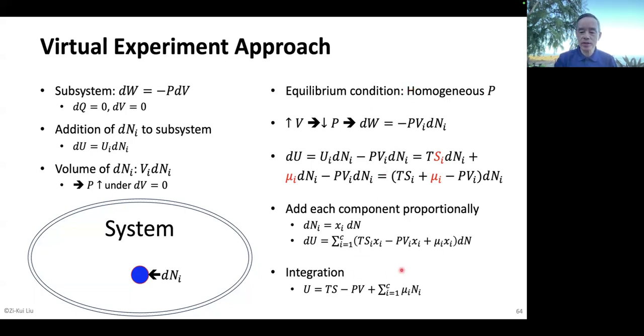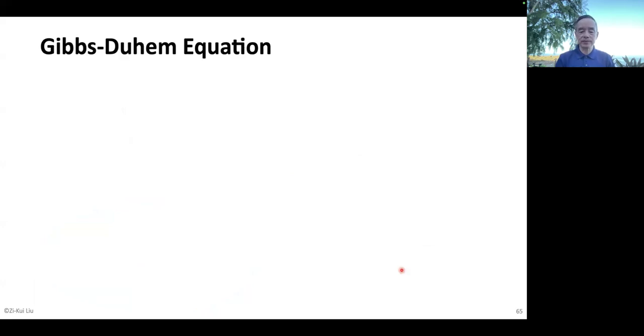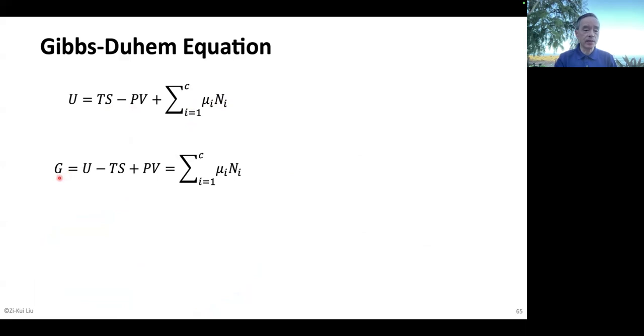Now after we get this equation, we can derive the Gibbs-Duhem equation. We derived U equal to T S minus P V plus the chemical potential of each component summed together. And we define the Gibbs energy, by definition, as U minus T S plus P V. So T S cancel each other, P V cancel each other, and we have one term left, one summation left, which is the chemical potential summation mu_i N_i. Then we differentiate this equation, which gives us dG.